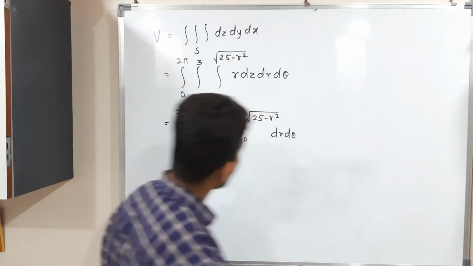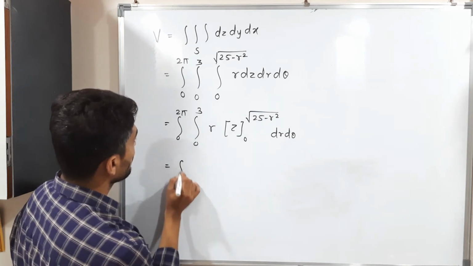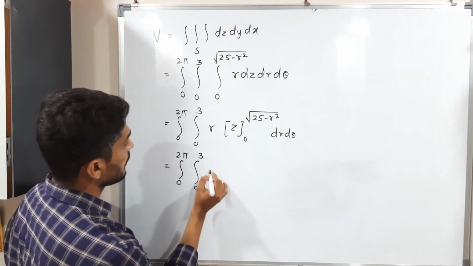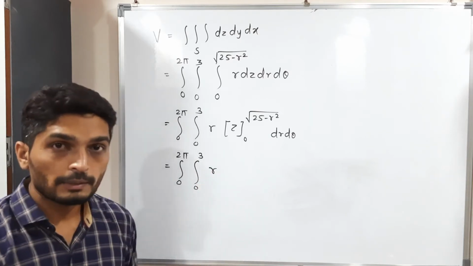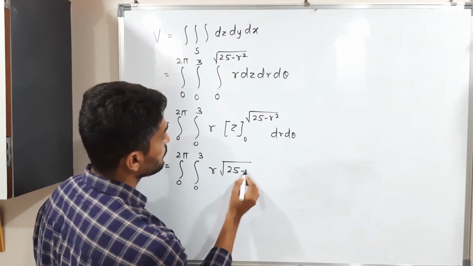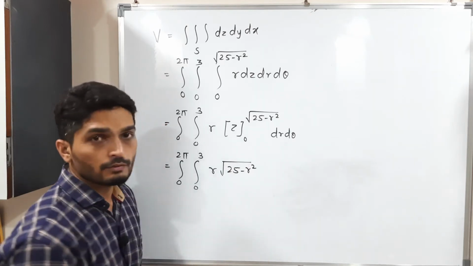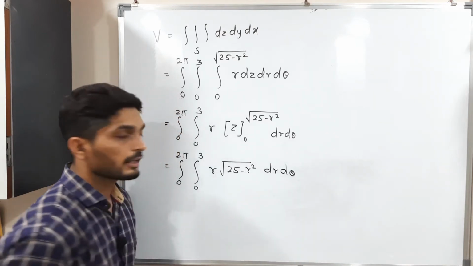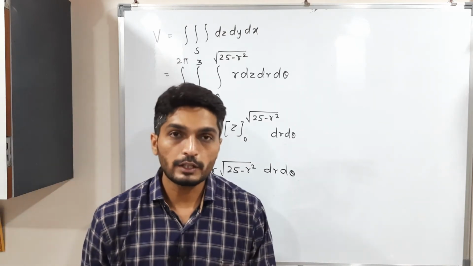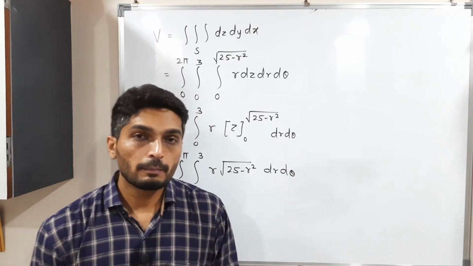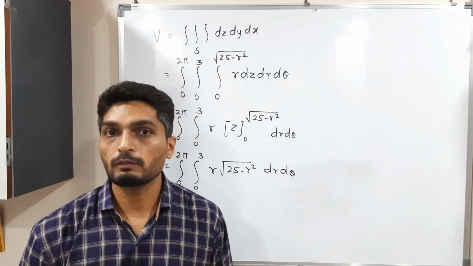So let us continue. So this is equal to integration 0 to 2 pi, 0 to 3, r. I am going to put the upper limit and lower limit. Upper limit is root 25 minus r square. If you put lower limit 0, we will have 0. dr d theta. See, we cannot solve this problem directly. Now we have to integrate with respect to r, but it is looking a little bit complicated. But if we put in something, the problem can be easily solved.